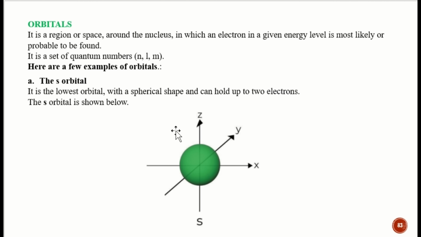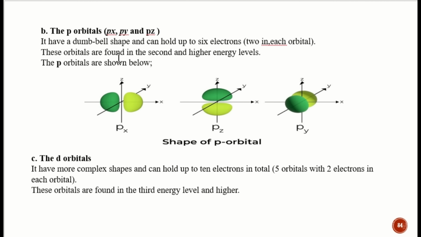So when you are writing an electronic configuration and you are in an S orbital, you must assign it 2 electrons. The next is the P orbital. We said the P orbital has a dumbbell shape, and the maximum electrons it occupies are 6. Px takes 2, Py will take 2, Pz will also take 2.